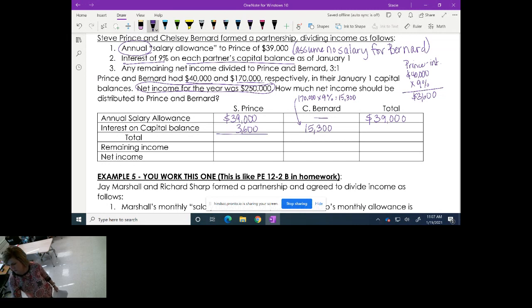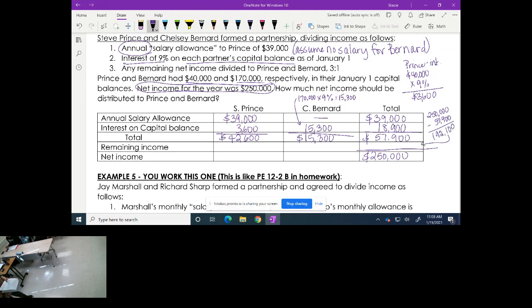Okay, so we're going to total these up so that we can figure out what remaining income is. So we've got 15.3 for Bernard, and we've got 42.6 for Prince, right? So what's the total of these two? 18.9 here. And then what's my total? 57.9. All right. So to figure out what my remaining income is, I'm going to drop my net income here because I want to figure out what do I need to add to 57.9 to get 250. So 250,000 minus 57.9. 192.1.